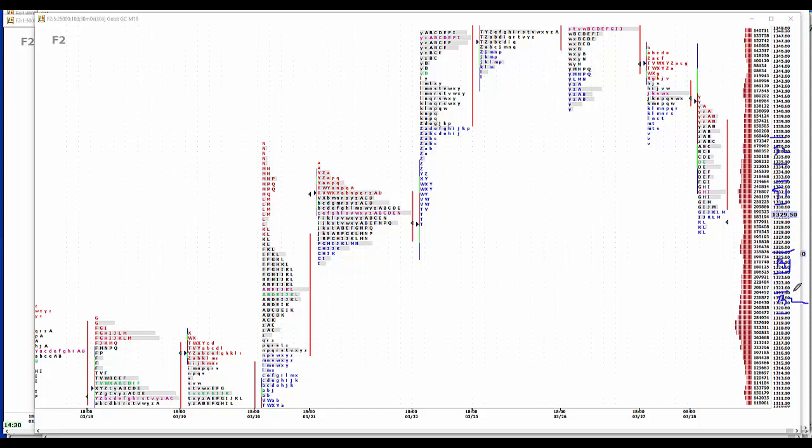Gold is definitely pointed lower. Economy's good, stock market's getting better, no reason to own gold, right? Or so the story goes.